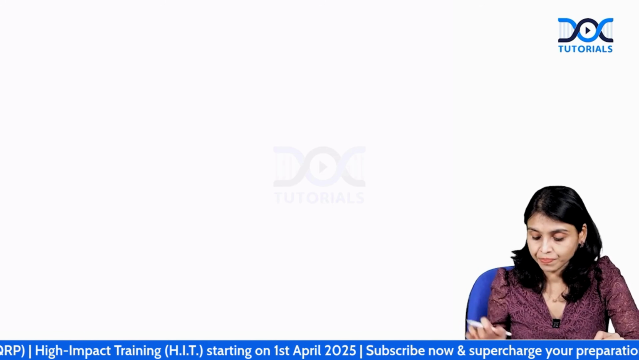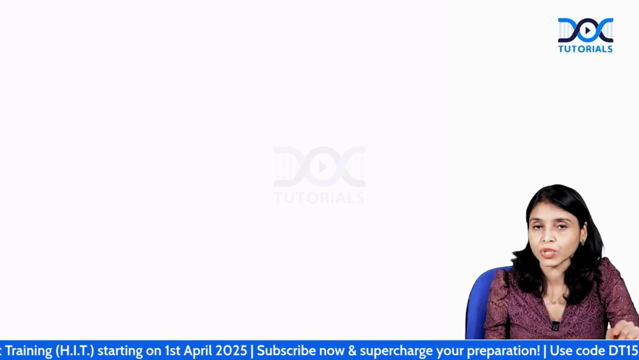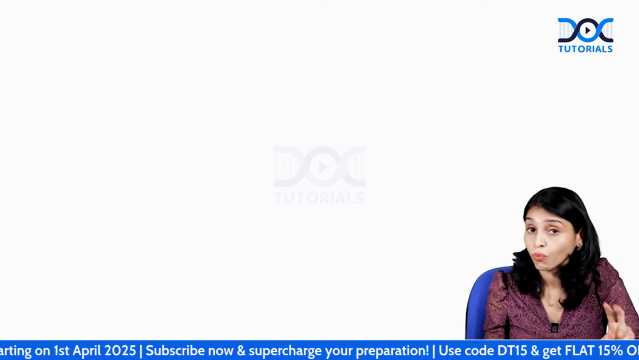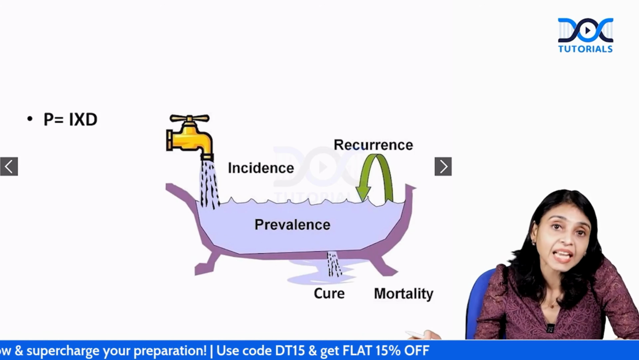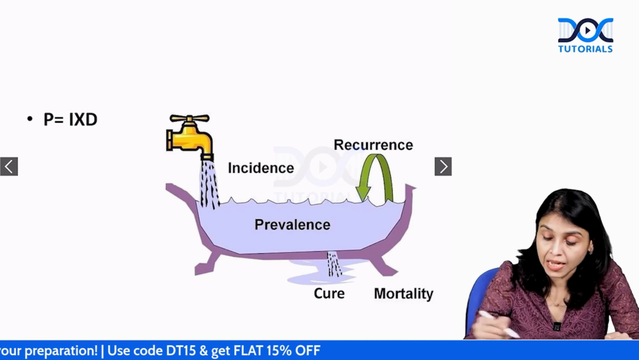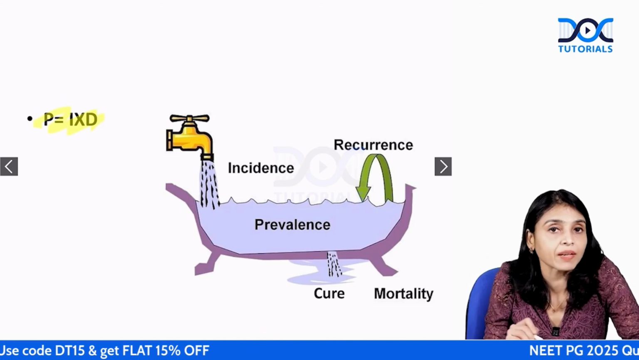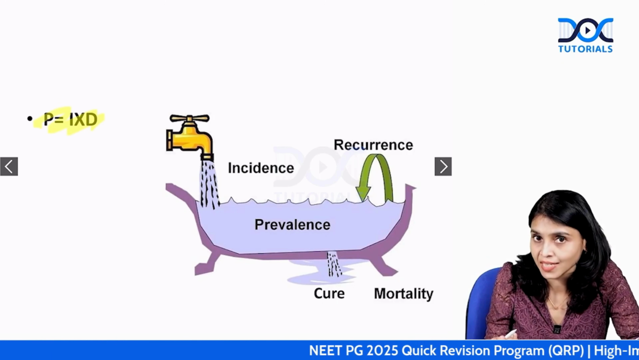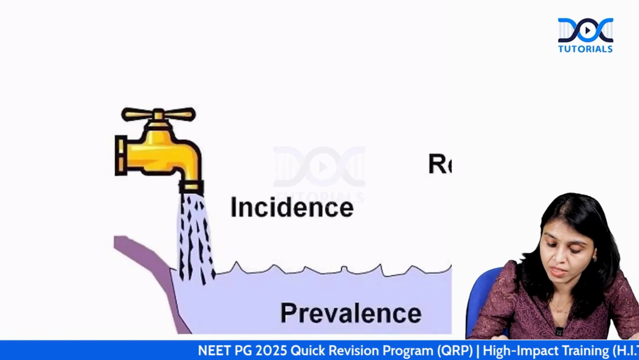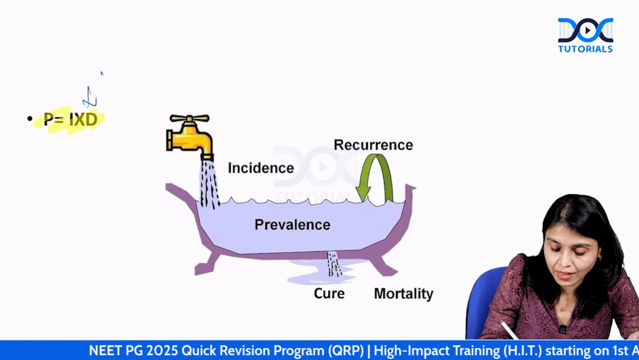Okay, next, I'm going to show you a picture from which I'm planning to give you 4 MCQs from incidence and prevalence. See, P equal to I into D is another MCQ. By the way, what is P? Prevalence. I is incidence. D, you might be wondering, what is D? Duration.